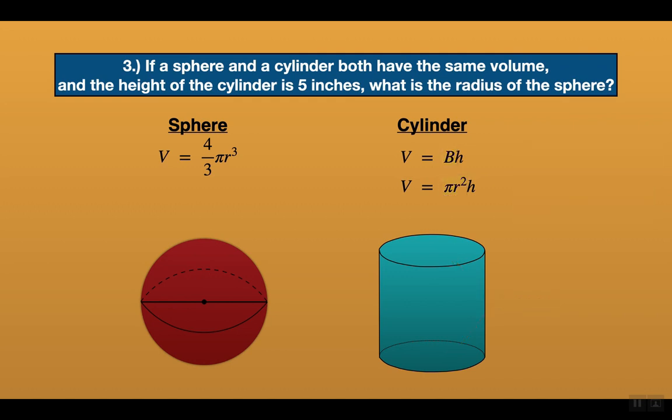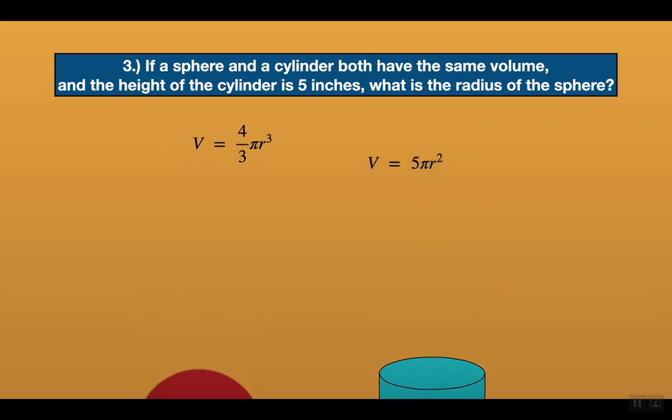Our next step is going to be to substitute the values that we know. We know that the height of the cylinder is 5 inches, because they give it to us in the question. So let's go ahead and substitute the number 5 for h. Okay, now that we have that, let's go to the next step.